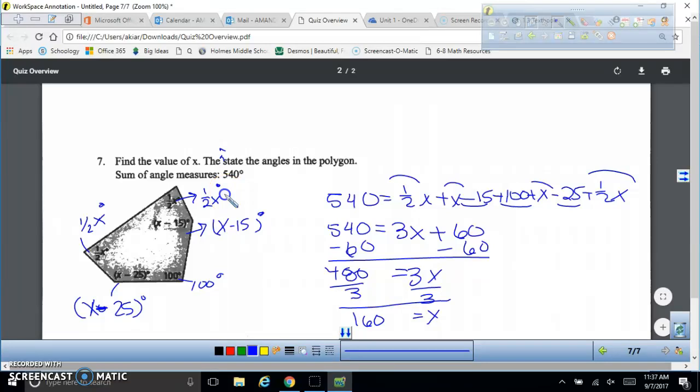Okay, so what's 1/2 of 160? 1/2 of 160 is 80. So our first one's 80. This one is 80 as well. All right, what is 160 minus 15? 160 minus 15 is 145. Okay, 160 minus 25 is 135. And now we're done. All right, I made it in 15 minutes. Bye.